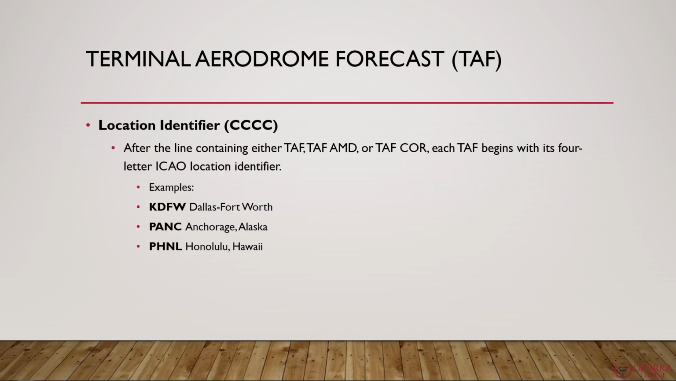The location identifier will be a 4-letter identifier. After the line containing either TAF, TAF amended, or TAF corrected, each TAF begins with its 4-letter ICAO location identifier. Examples: Dallas-Fort Worth is KDFW, Anchorage, Alaska is PANC, and Honolulu, Hawaii is PHNL.